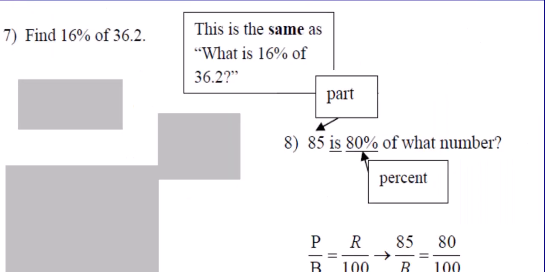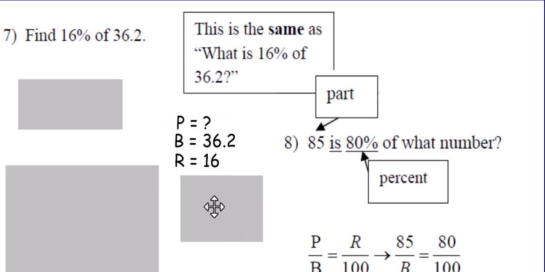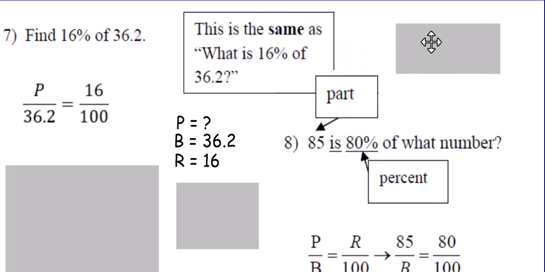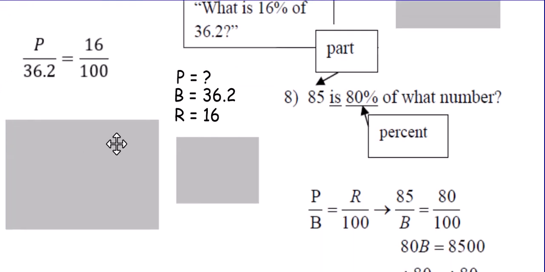All right, let's take a look at another one. Now, this one could be written as what is 16% of 36.2, but instead of saying that, we said find 16% of 36.2. We're given the percent as 16 and the base is 36.2. Our unknown here is the part. So we have P over B equals R out of 100. It will be P over 36.2 equals 16 out of 100. We'll go ahead and cross multiply.